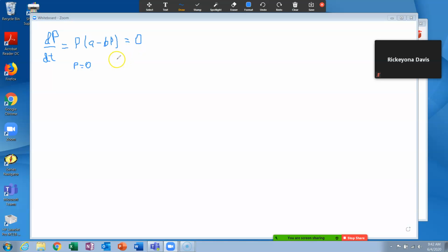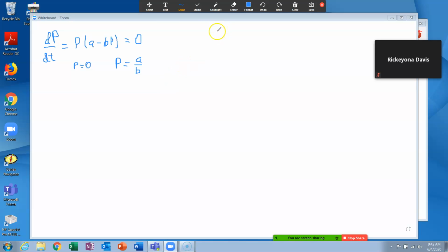So then p, that's what we're solving for, would be equal to, if bp is equal to a, then p would be equal to a over b. So guess what? We've just found our two critical values. Okay? Now, if we were plotting this, okay?